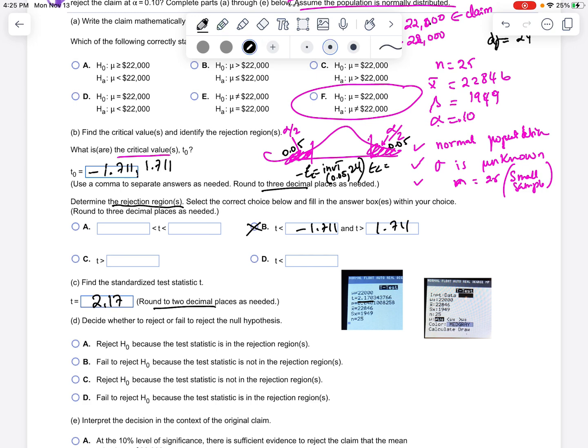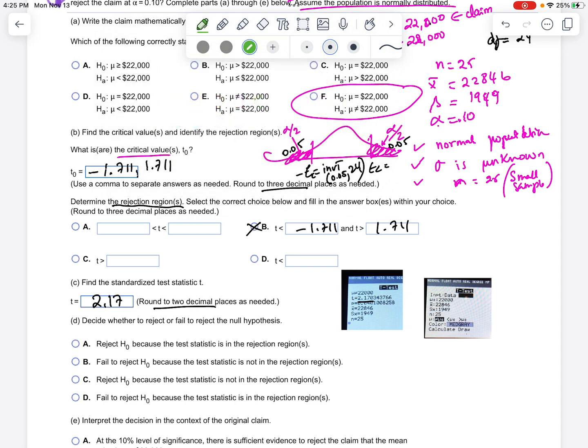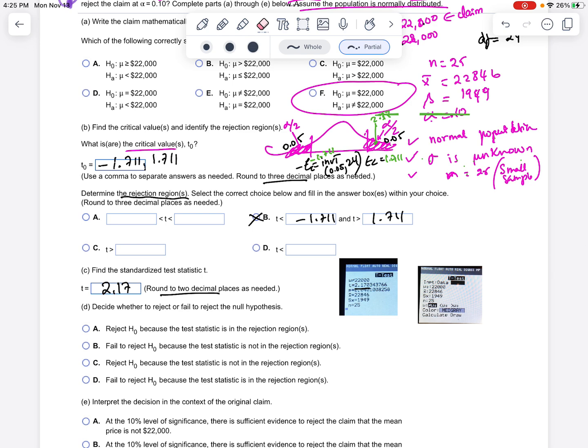Okay, so now where does that t fall? Let's take it in green. 2.17, where does it fall? This one is 1.711. This is negative 1.711. 2.17 falls here. So the t star falls within the rejection region, so we're going to reject the null because the test statistic is in the rejection region.